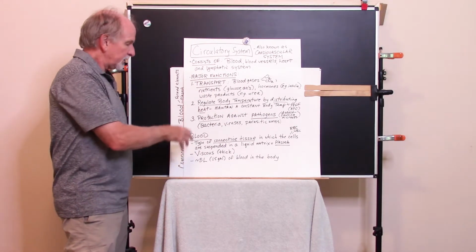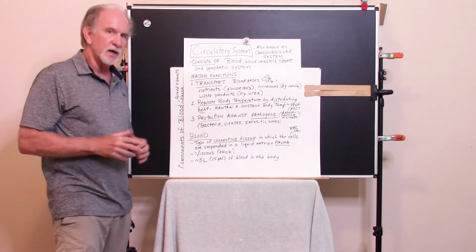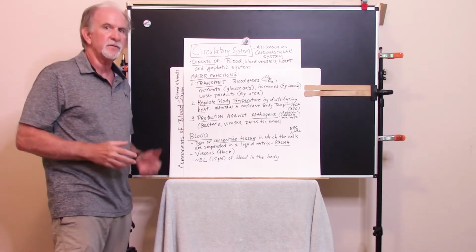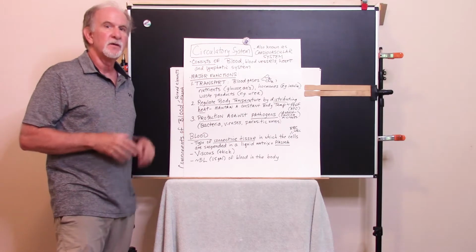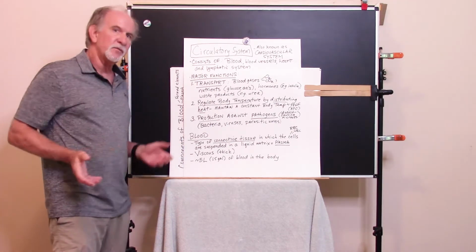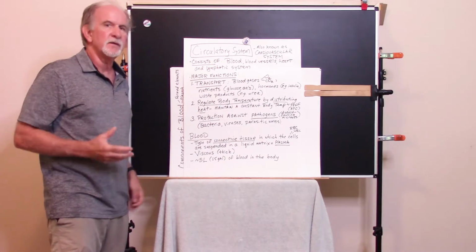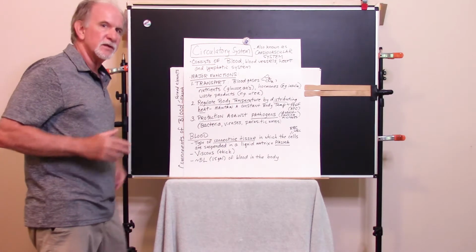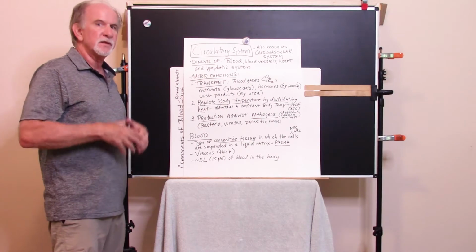Within the body, there are about 5 liters of blood. That obviously varies depending on one's height and weight. But 5 liters of blood would be somewhere around 1.5 gallons, just to give you a sense of how much blood there is in the body as a whole.